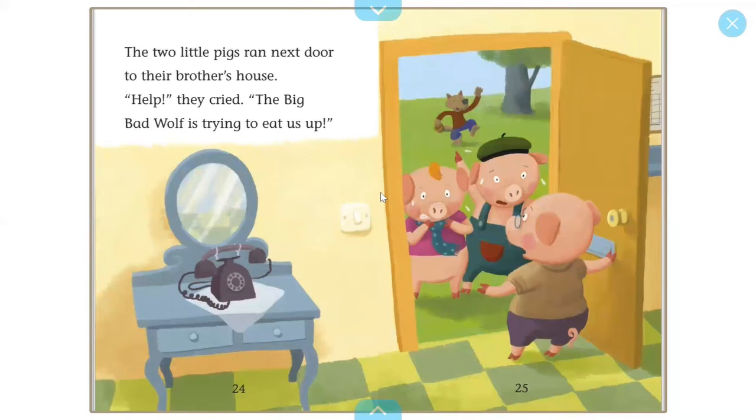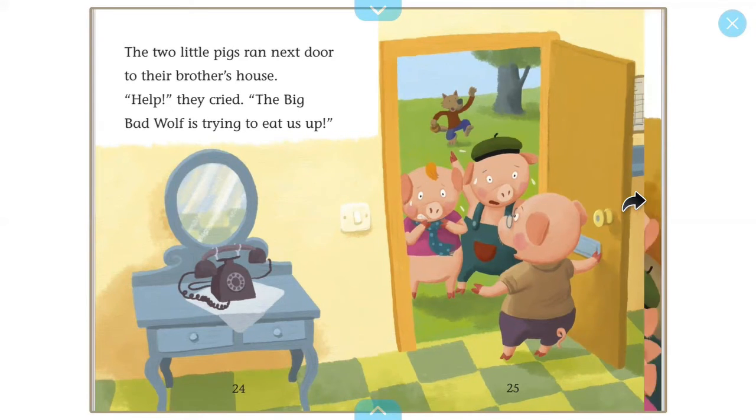The two little pigs ran next door to their brother's house. "Help!" they cried. "The big bad wolf is trying to eat us up." Is that true? Is he trying to eat them? No, right? He just needs some water.